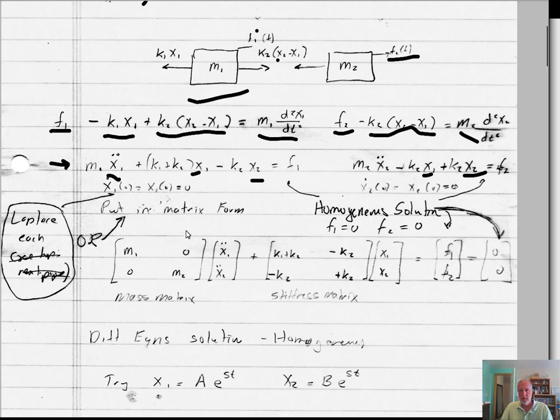The initial conditions we're going to initially look at are that the mass is still and it's in 0 position, for both masses. So here and here, both x2 dot and x2 are 0 at time 0. Same thing for x1.